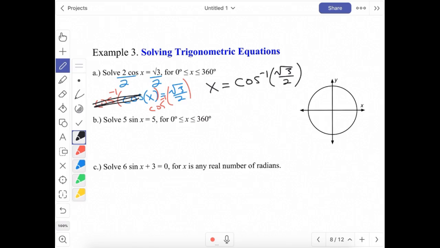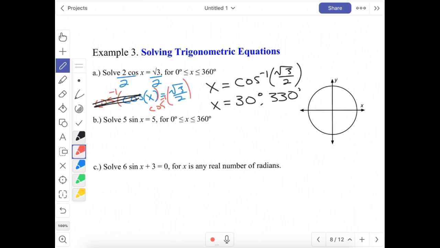So x equals 30 degrees and x equals 330 degrees are the only two values where cosine is equal to root 3 over 2. I know that just from working with the unit circle. So it's all about making sure that you have those values memorized and you know generally where things go. Let's look at part B.